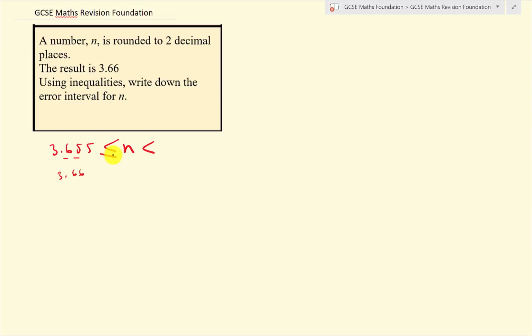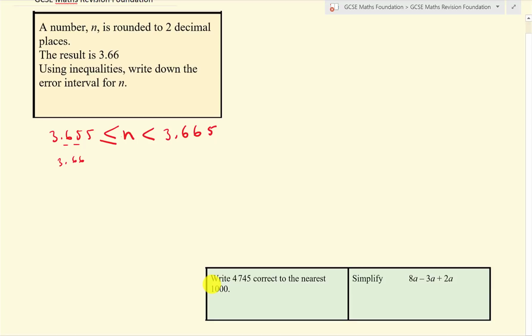So it can be equal to or greater than this value, but n can only be less than. And what is that possible value? Okay, so we can have 3.66 and another number, but it has to be less than that. If you write 3.664, then it leaves us with 3.66, but it cannot be less than that value. So we need to write a value above that, which is 3.665. Then if you round this, that becomes 3.67 to 2 decimal places. So therefore we can only have a value less than that.